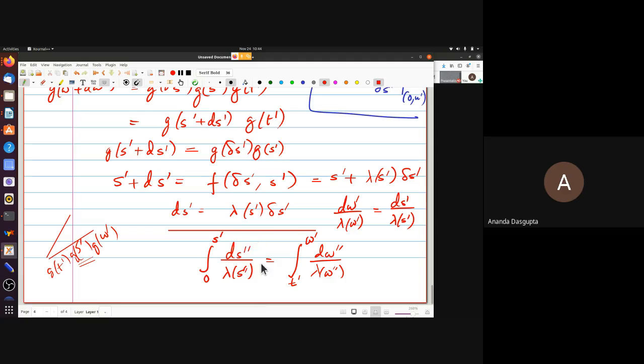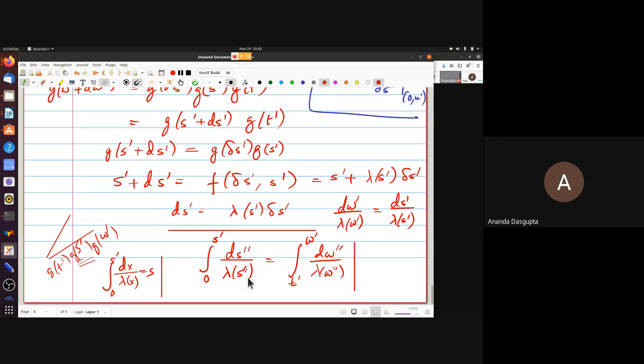This is just definite integrals. They're just putting the appropriate limits. Okay. Now we are done actually. How are we done? All we do is we define this new set of parameters. You say, okay, let's take dx by lambda x, let's integrate from 0 to S prime and call that S. You can easily show that this is a perfectly valid reparameterization.